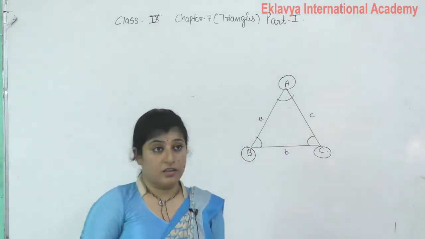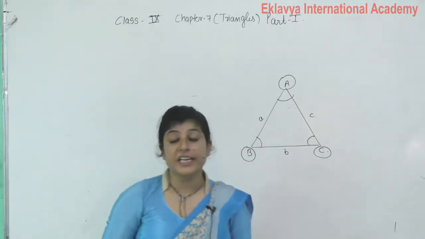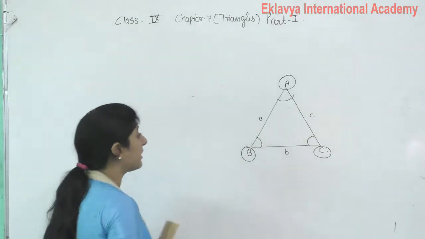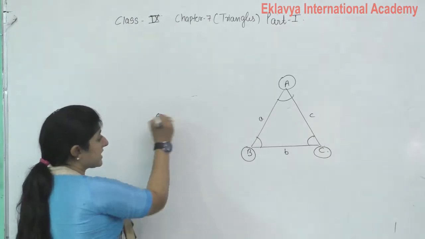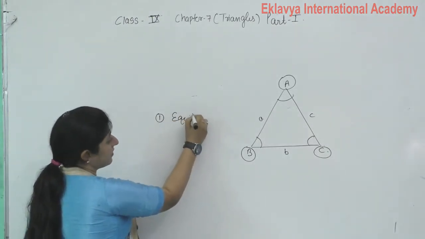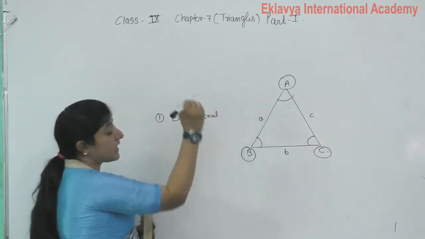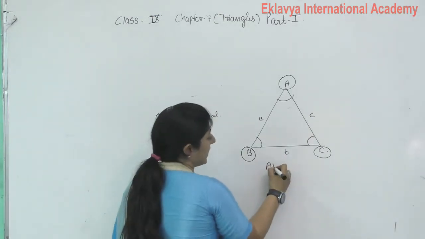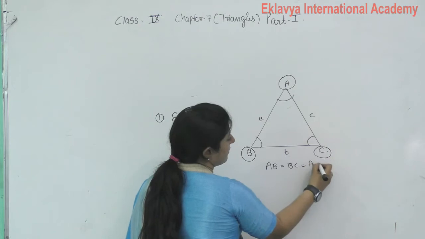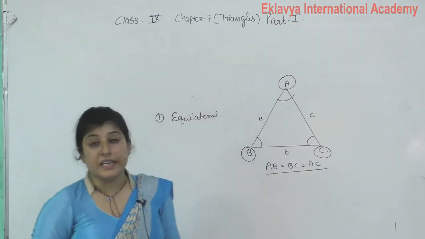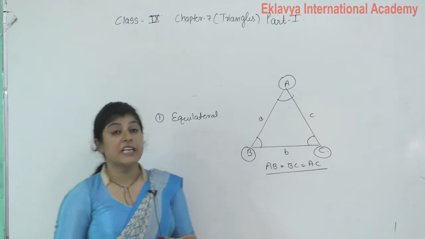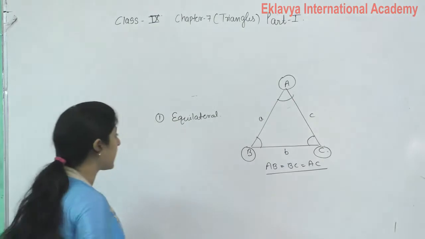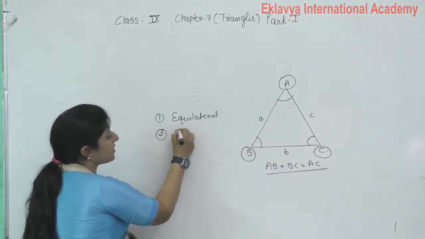According to the length of the sides, there are 3 types of triangle. You already know this. First, the equilateral triangle. What is an equilateral triangle? In a triangle, if all the 3 sides are equal, I write AB is equal to BC is equal to AC, it means it is an equilateral triangle.